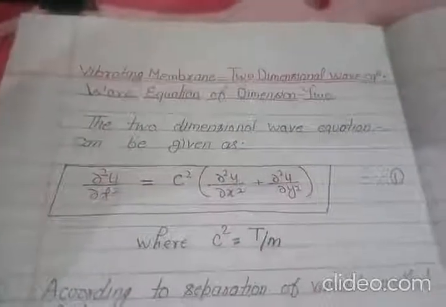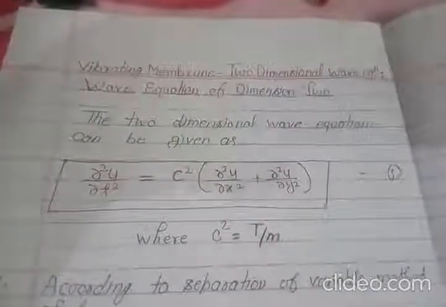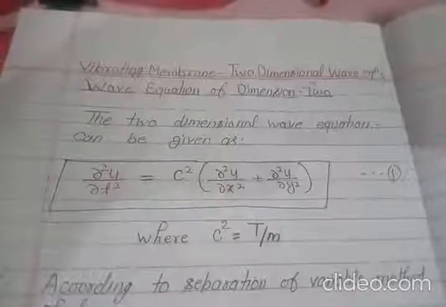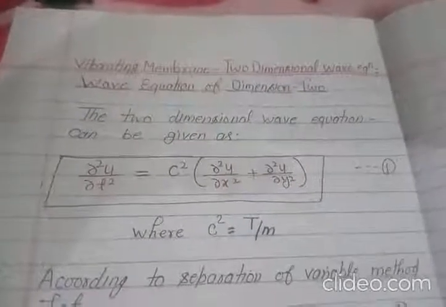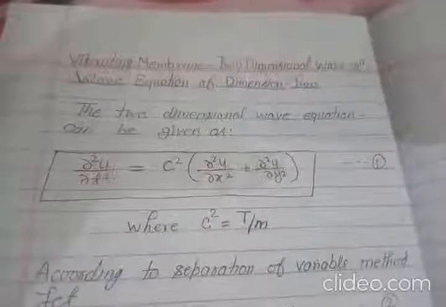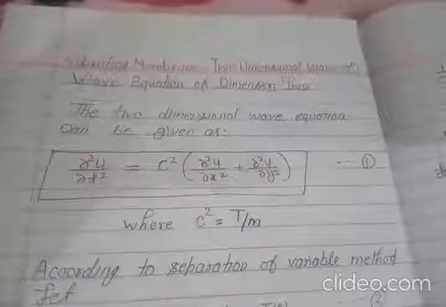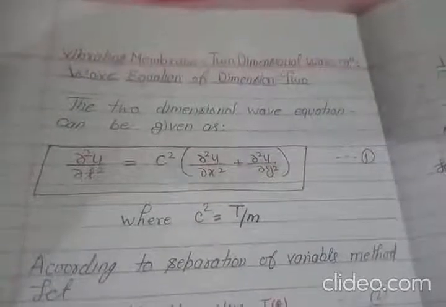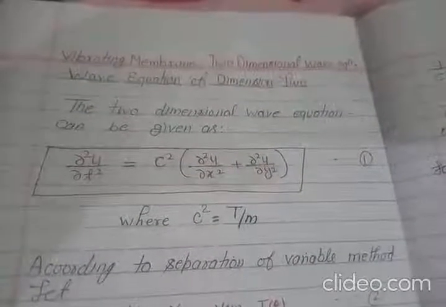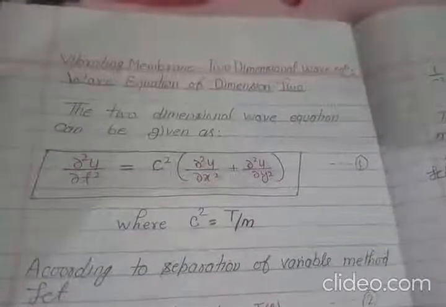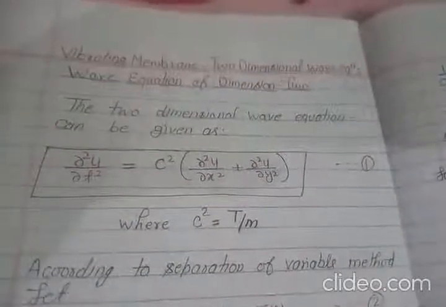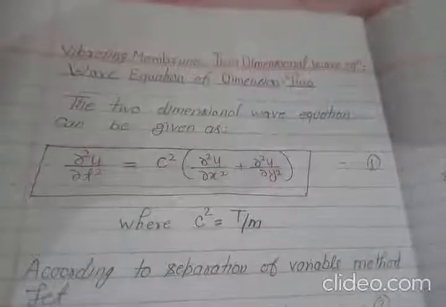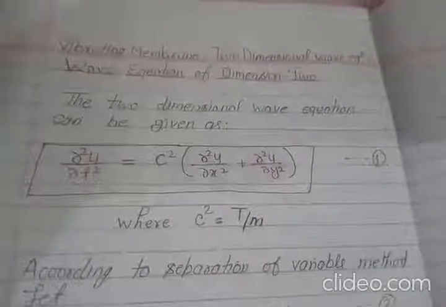Hello students, today we will find the solution of the wave equation of dimension 2 given in equation 1. The wave equation of dimension 2 can be written as del 2u upon del t square is equal to c square times del 2u upon del x square plus del 2u upon del y square, where c square is equal to T upon M, as we have discussed in the wave equation of dimension 1 in our previous lectures.